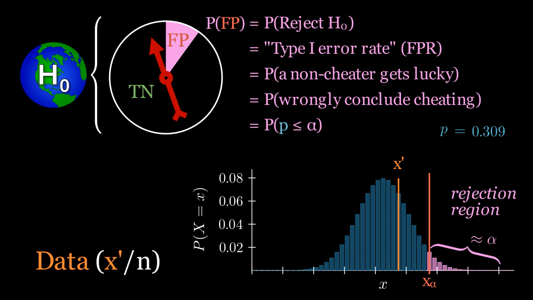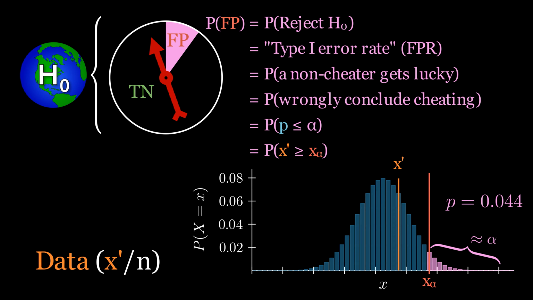Since we're assuming the null is true in this case, if our data lands in the rejection region, our test will be wrong, a false positive. So what's the probability of this happening? We're essentially asking for the probability that x prime is at least x alpha under the null hypothesis. But under the null hypothesis, x prime simply follows this binomial distribution. So to find the probability that it's at least x alpha, we just add up the probability to the right of the x alpha line. But remember, we defined x alpha so that the area to the right was slightly less than alpha, so the probability is also slightly less than alpha.